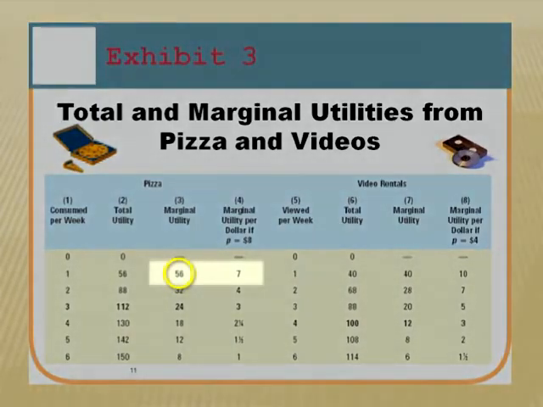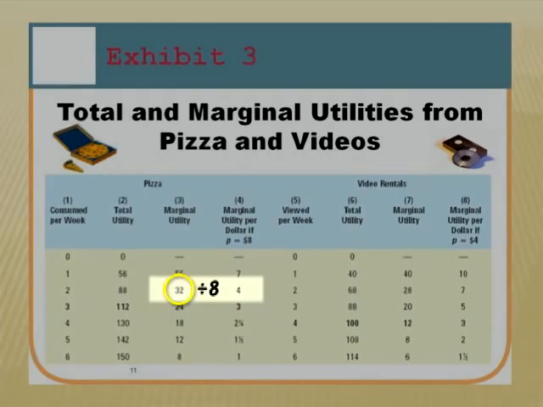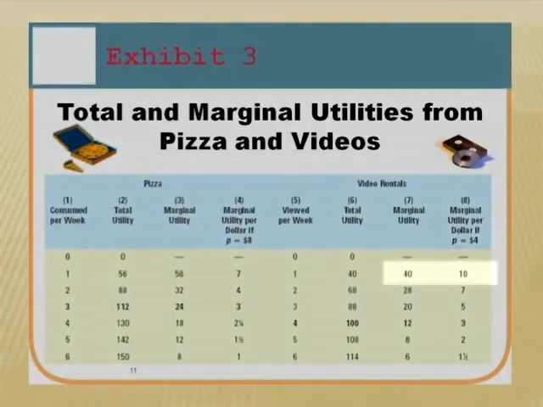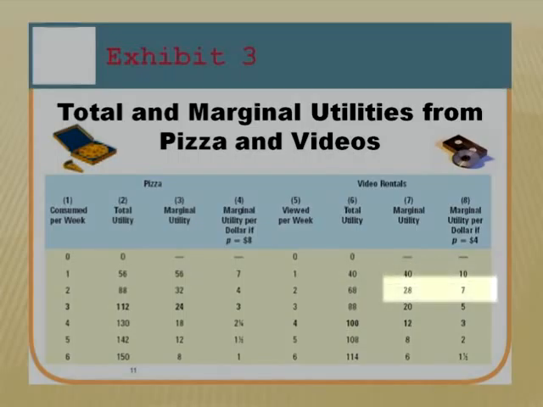So we simply take this number and divide it by 8, and it gives us this number. This number divided by 8 gives us this number. Over here, we take the marginal utility and divide it by the price of 4, and then the marginal utility divided by a price of 4, and so forth.